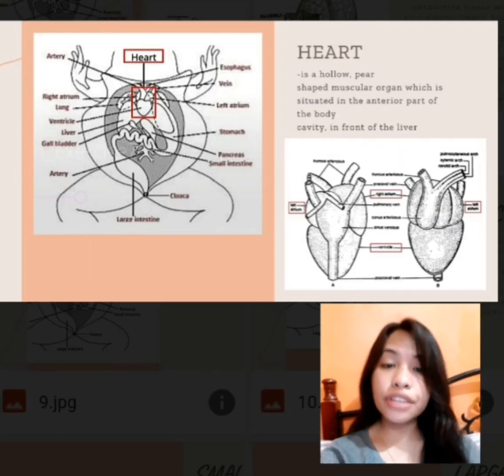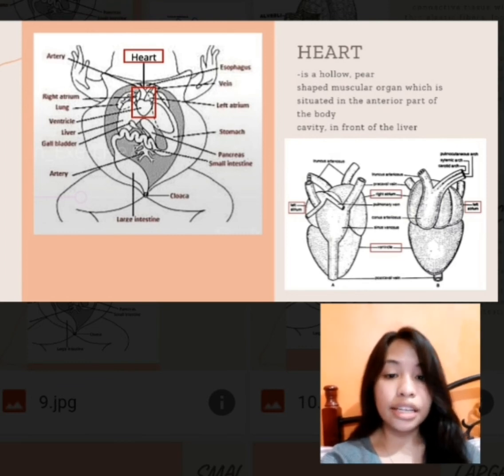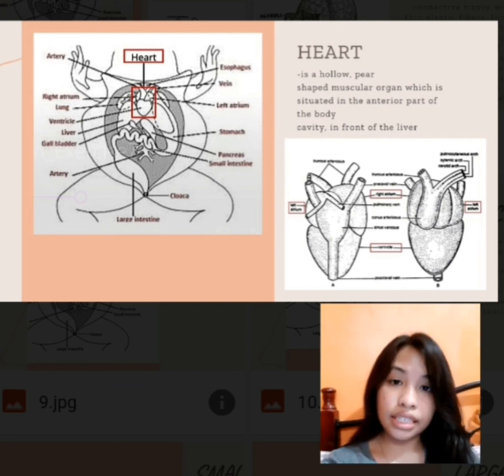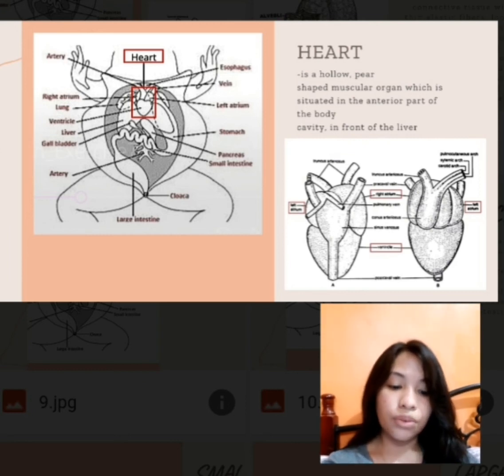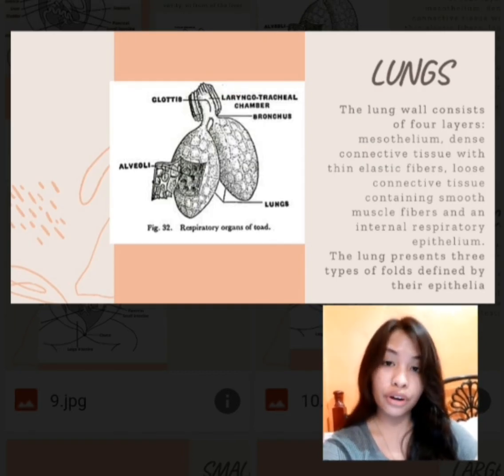Heart. It is a hollow pear-shaped muscular organ situated in the anterior part of the body cavity, in front of the liver. The frog heart has three chambers, two atria and a single ventricle. The atrium receives blood from the blood vessels that drain the various organs of the body. The left atrium receives oxygenated blood from the lungs and skin, which also serves as a gas exchange organ in most amphibians.